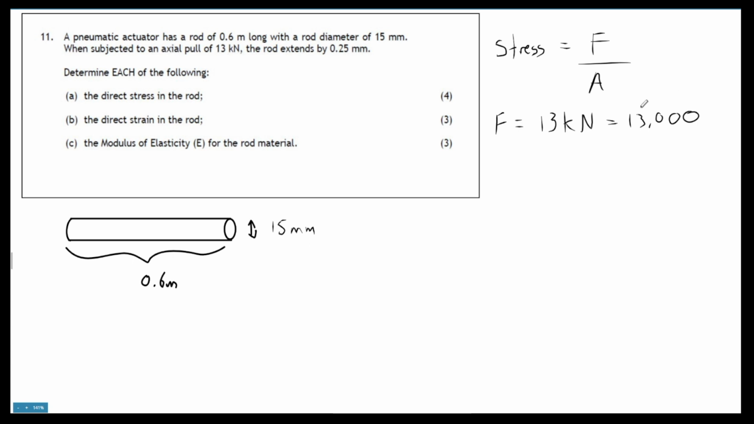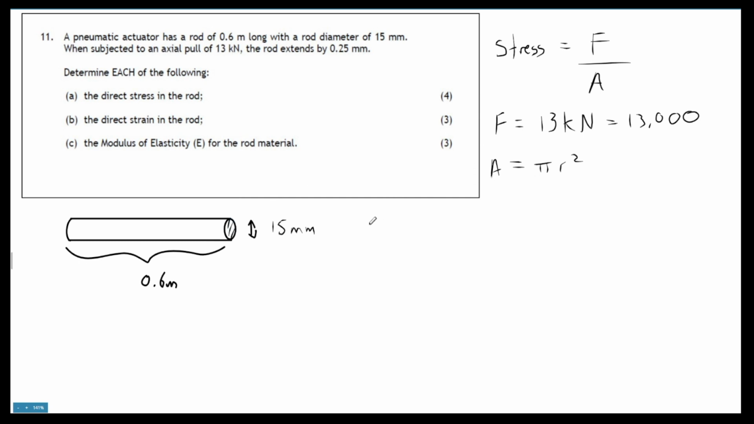As we're working with very large equipment, very large machinery, we'll probably do most of the things in kilonewtons because it saves on all the zeros. Now we've got to get the cross-sectional area of this thing. Because it's a cylinder with a rod diameter, I'm going to assume it's a cylinder, and we're going to say the area is pi r squared because it's a circle on the cross-sectional area.